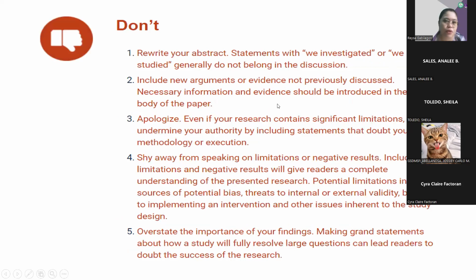Now, how about the don'ts? Do not rewrite your abstract, class. Later, I will be discussing to you how you are going to write your abstract. But since the abstract is a summary of your study, please do not rewrite that one in the discussion section. Please do not use "we investigated" or "we studied." Please do not use those things.